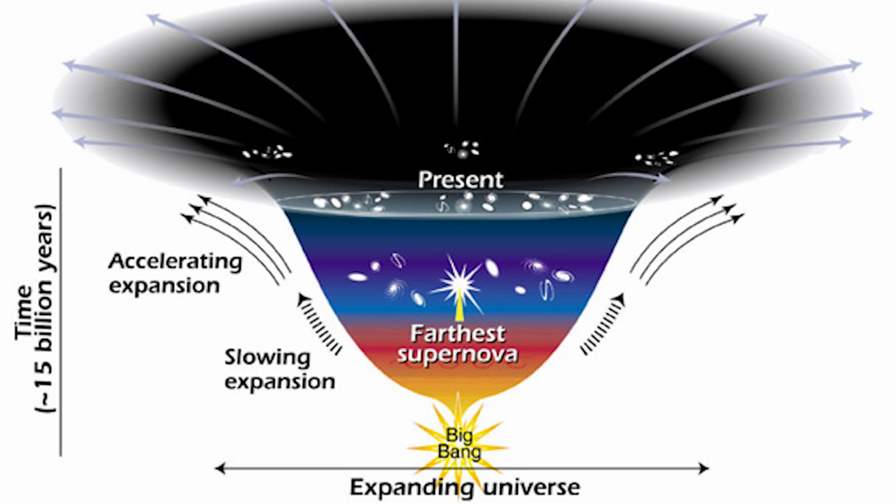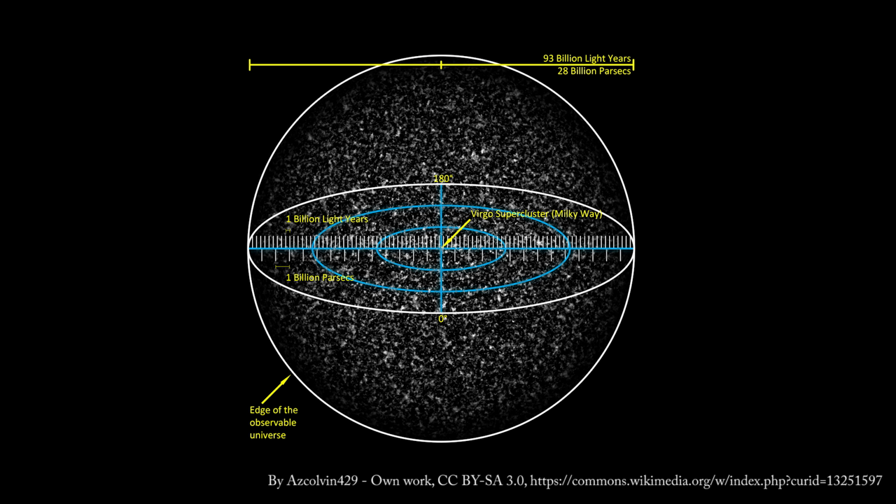Where that stuff is now is much further away than 13.8 billion light years. It has been moving away from us for 13.8 billion years, while that light that is just reaching us now has been in transit. Scientists estimate that the edge of the observable universe is actually 46.5 billion light years away now, making the radius of the observable universe 46.5 billion light years, and its diameter 93 billion light years.